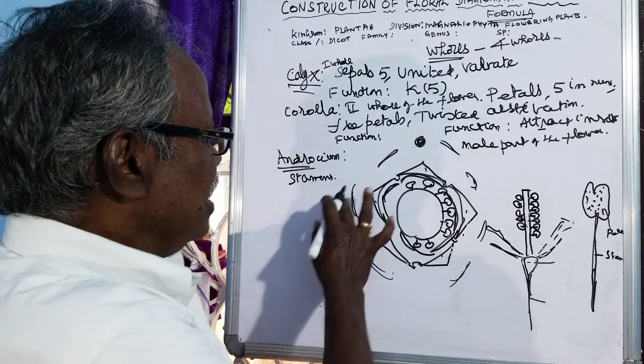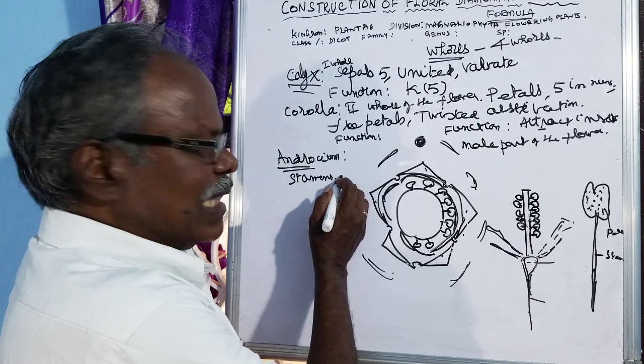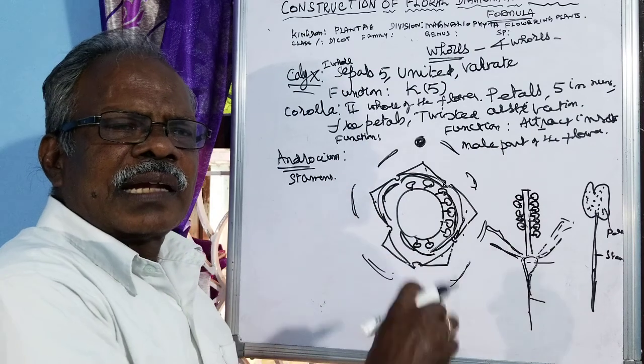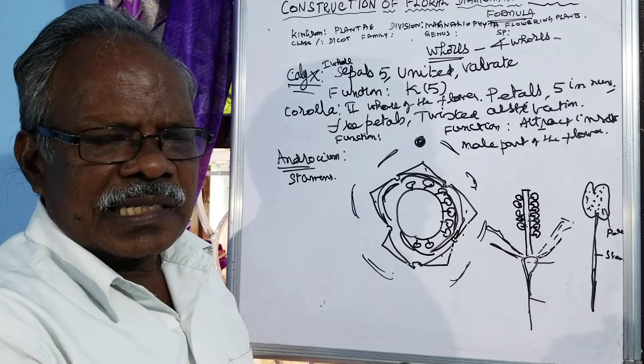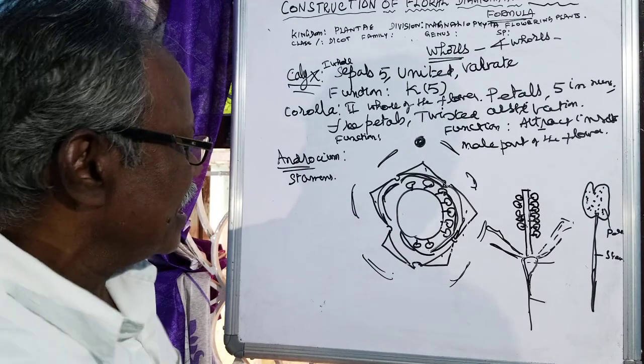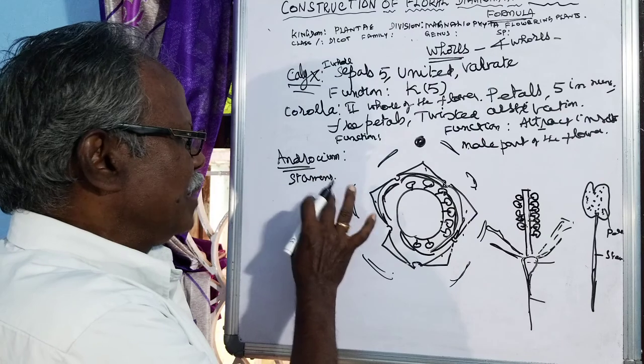This thing is over, and this is the anther. It has lots of pollen grains, and those pollen grains fall on the stigma. Then the reproduction starts. The pollen tube starts like that. So it is the male part of the flower.